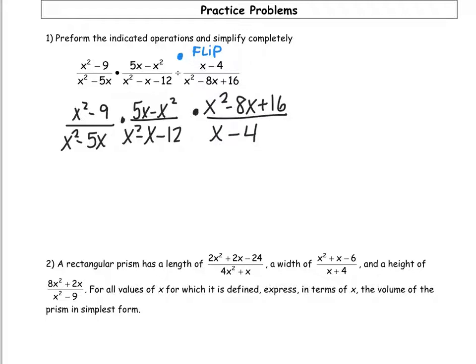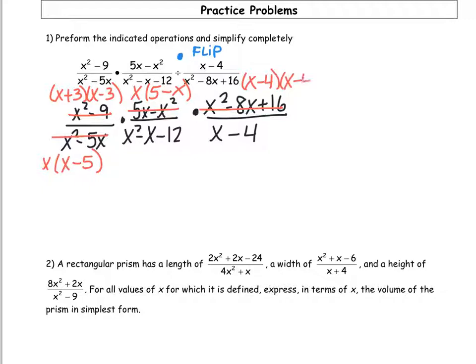Okay, so I'm going to start by factoring the pieces. I see x squared minus 9 is difference of squares, x plus 3, x minus 3. I see this is a GCF of x. I see this is a GCF as x as well. I see this is add multiply, which is x minus 4 and x minus 4. And I see this is add multiply, which becomes x minus 4 and x plus 3.